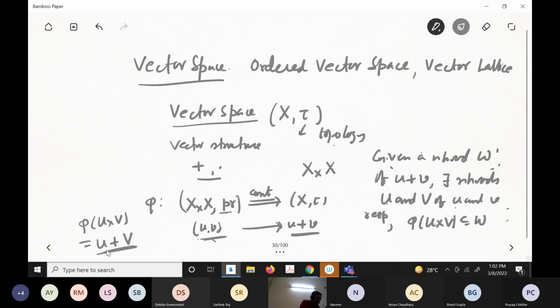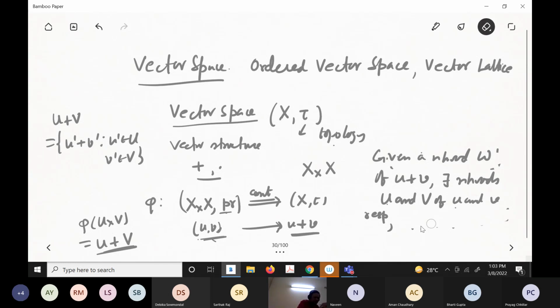Look, it makes sense. The vector space addition of two sets, U plus V, means the collection of vectors U prime plus V prime, where U prime belongs to U and V prime belongs to V. So instead of phi, I can write this. Given a neighborhood of this, there exist neighborhoods U and V of this such that U plus V is contained in it, without talking about product topology. Some analysts often don't talk about product topology; they give this condition. So basically, the vector addition and the topology are compatible. Okay, right?